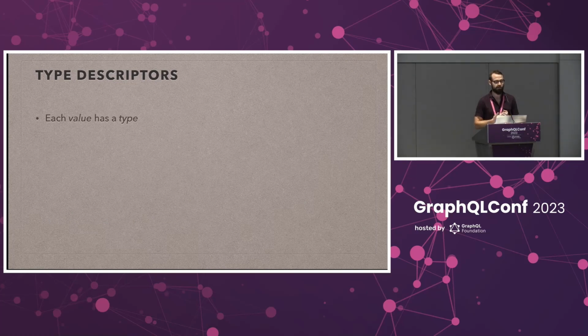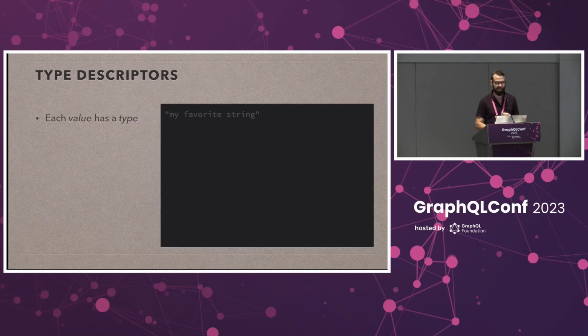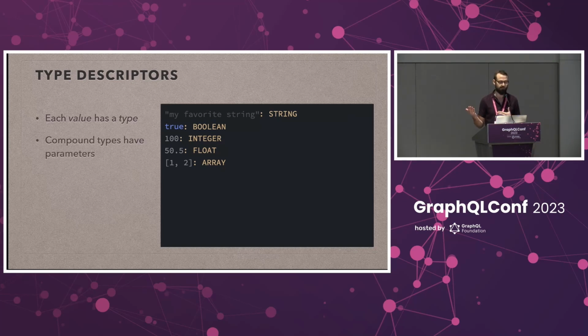So each value in a response to a GraphQL query is going to have a type. So let's look at a few of those. We might have a string, maybe some booleans, some integers, floats. We might have an array. Arrays are a little bit more interesting because compound types like arrays actually also have parameters. So this is actually not just an array, it's an array of integers. We also have nullables, such as this nullable boolean.